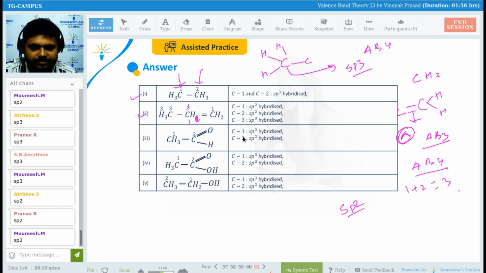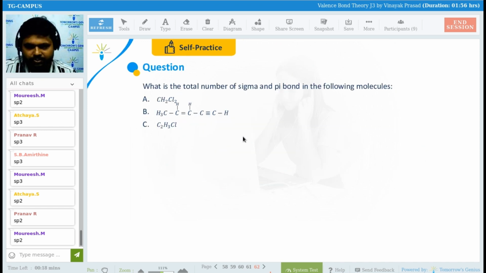Next question. If I ask for this carbon, this is a very easy question, because this carbon has H and H, and O will be attached with this carbon, and this carbon is attached with a single bond. So the hybridization will be sp3. And this carbon will also have sp3 hybridization. So this is a very easy question for you guys, right?